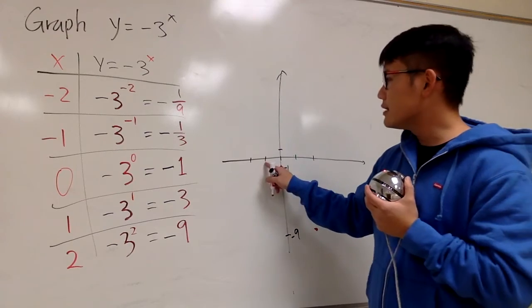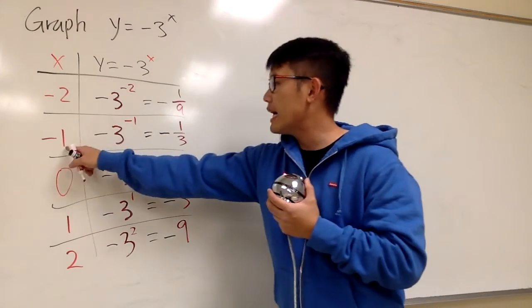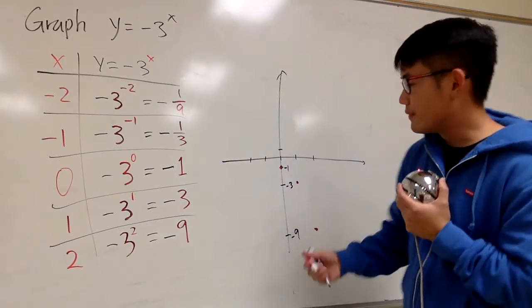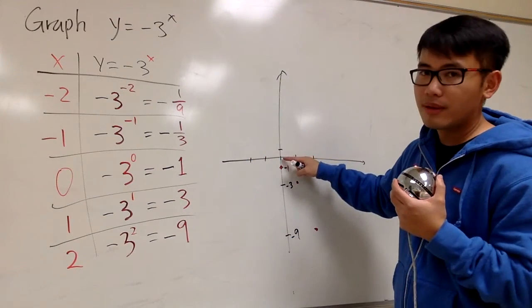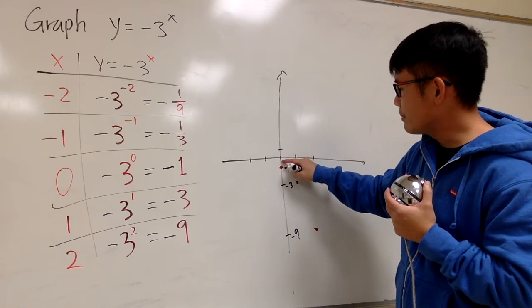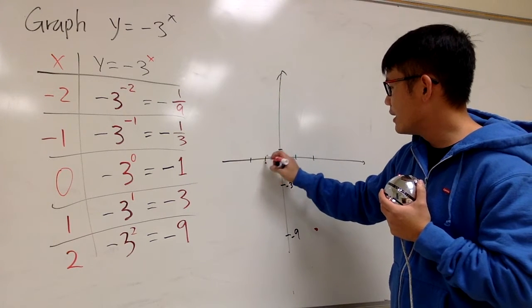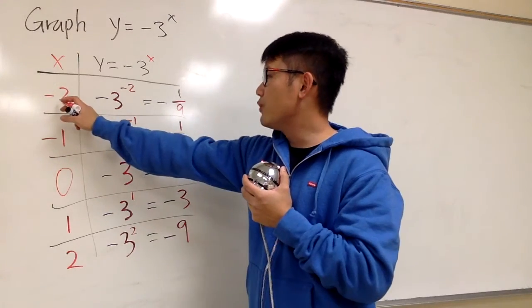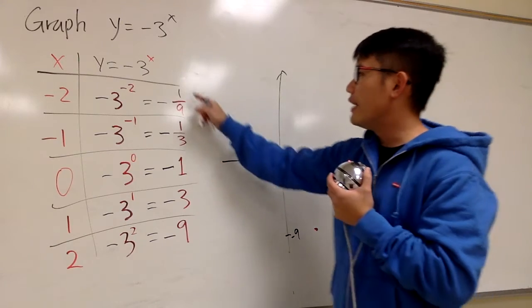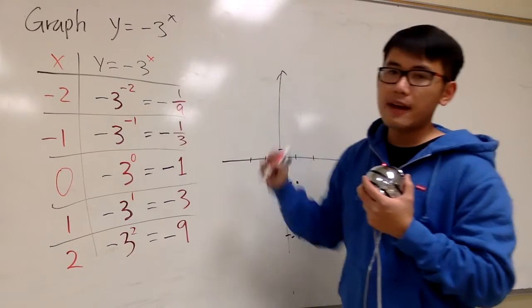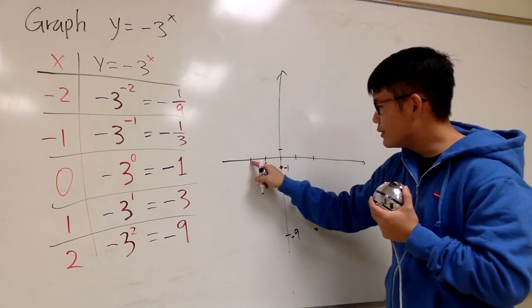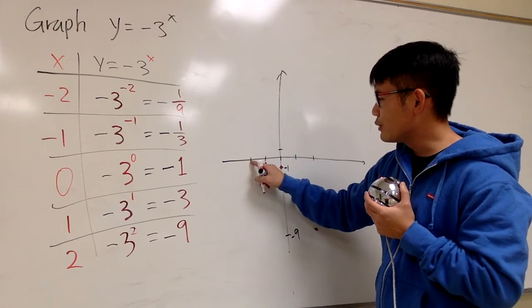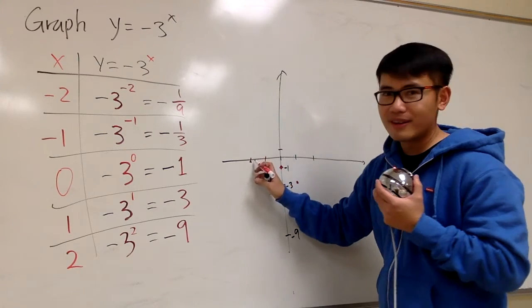And then when x is equal to negative 1, we see that the y value is negative 1/3. And just estimate that yourself. From here to here, let's say it's 1. So you cut into 3 pieces, right? So it's about right here. So this is about negative 1, negative 1/3. And then the last one, negative 2 for the x value, which is right here, and the y value is negative 1/9. Well, you just go even closer to the x-axis. This is negative 1/3, so you just cut into 3 pieces. It's going to be like right there, right?